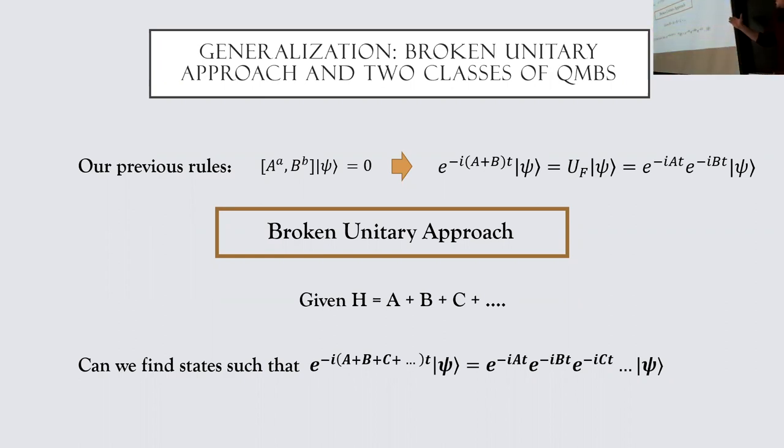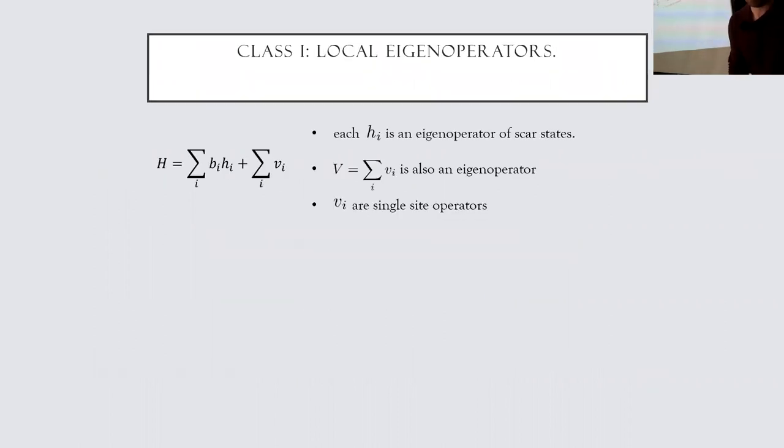Now, given a Hamiltonian like this, can we find states such that when I apply the whole time evolution of my entire Hamiltonian, I can decompose or break that into a product of simpler time evolutions? And since each of these terms, A, B, C, and so on, are quite simple, then in principle, the time evolution of that particular state, instead of being thermalizing, will now be described by something much simpler. Okay, so that's the broken unitary approach. Hopefully this makes sense. If you have any questions, feel free to ask them.